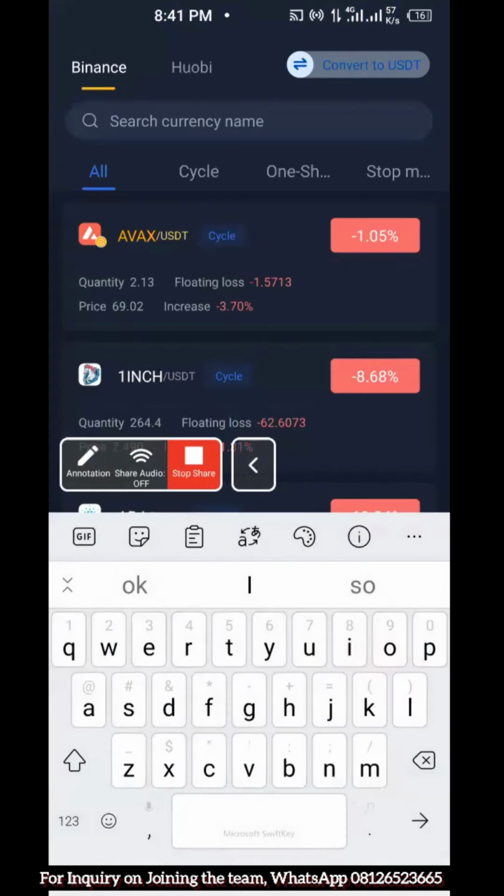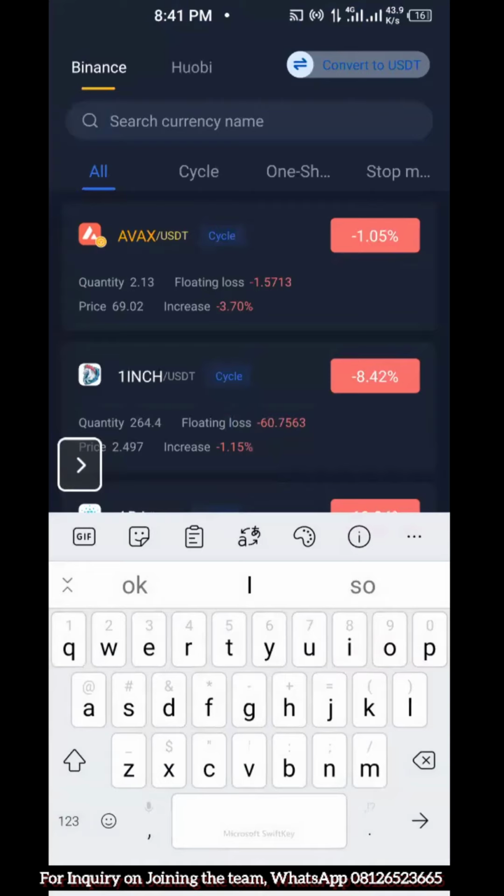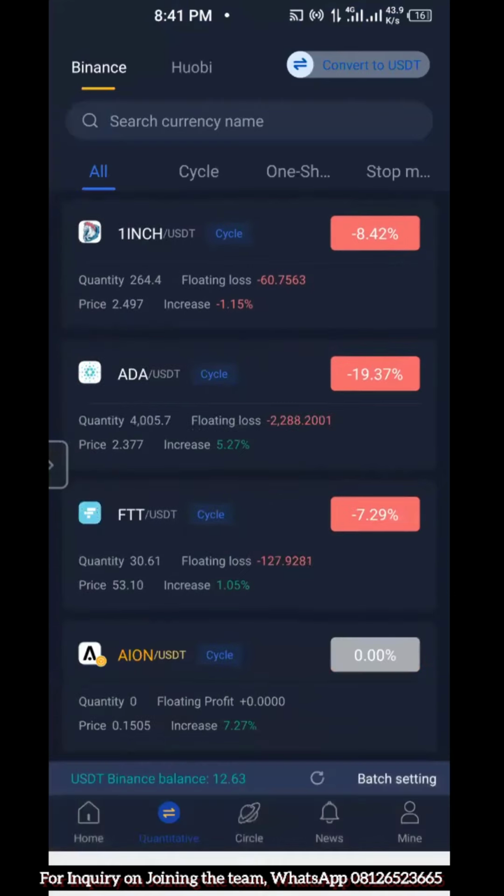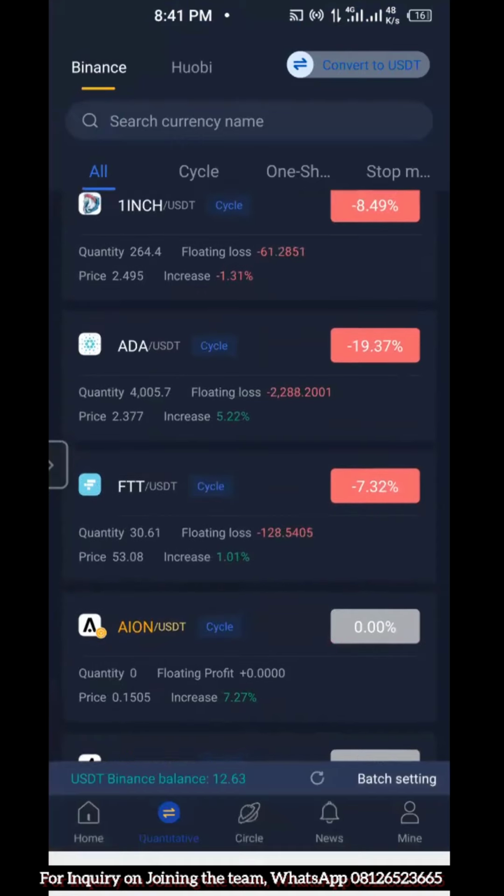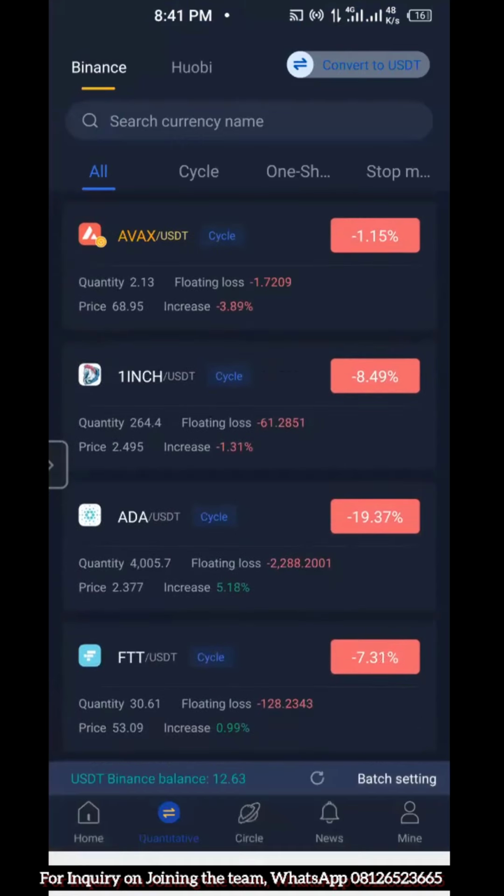Now, let me see, what coin do we want to trade? Right now, I'm trading AVAX, Inch, ADA, and FTT. Now, don't let this floating loss scare you. It is very, very normal in Royal Q. Now, when your floating loss starts getting to 15%, 20%, now you know that there is a slight challenge there.